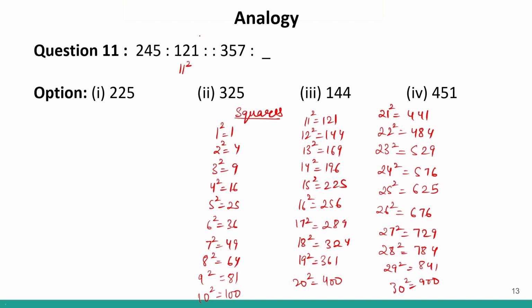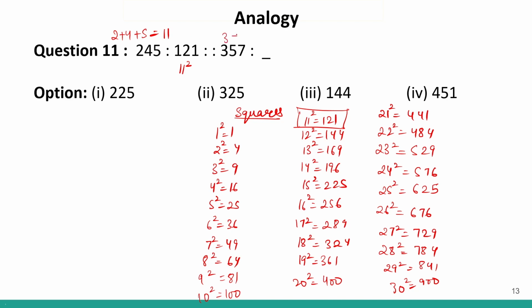So just by looking at this number 121, I can find out that this is a square of 11. Now if I sum these digits, 2 plus 4 plus 5, what will I get? 2 plus 4 is 6, 6 plus 5 is 11. So basically this is 11 square, correct?